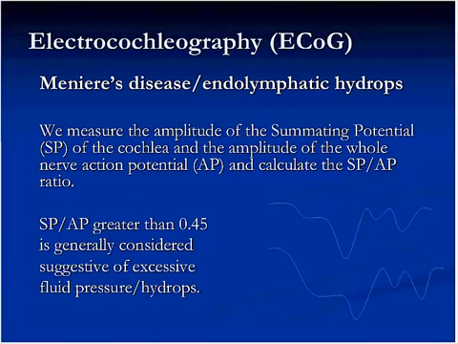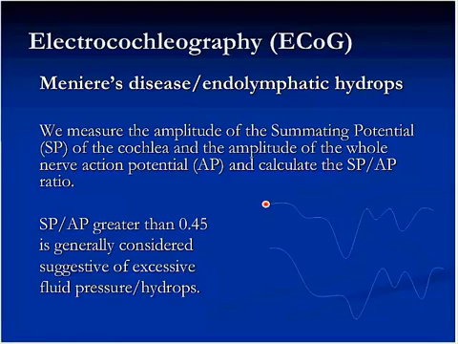So electrocochleography is where we're looking for Meniere's disease. And I'm going to grab my laser pointer here. Meniere's disease, which is a form of endolymphatic hydrops, is when you have too much or fluctuating fluid pressure in the inner ear. So in this test, using different electrodes, we're measuring the amplitude of the summating potential.